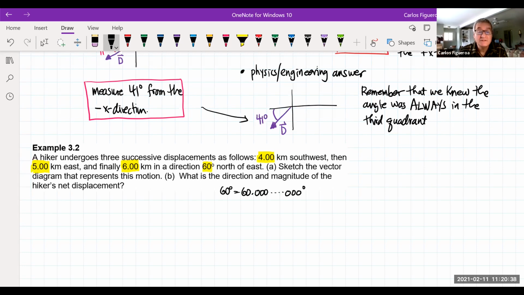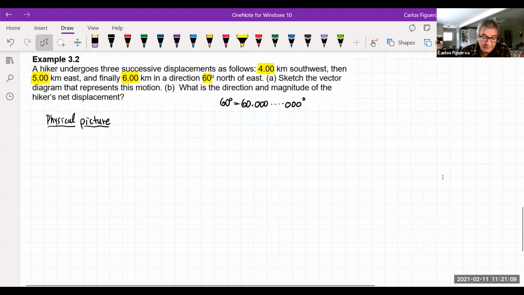I'm going to set up my coordinate system again. What's my coordinate system? I have the north, east, south, west axes as before. So I'm going to draw them here in a minute. But the first picture that I'm going to draw, so that I can conceptualize what's going on, is the so-called physical picture. If I'm looking at my physical picture, what do I see here? The first thing it says is that a hiker undergoes 3 successive displacements as follows. There's 4 kilometers in the southwest.